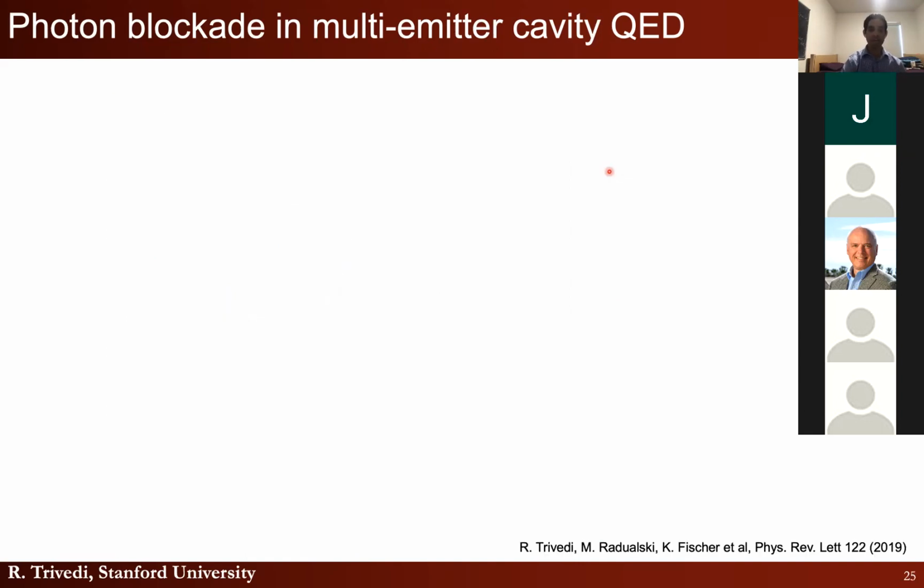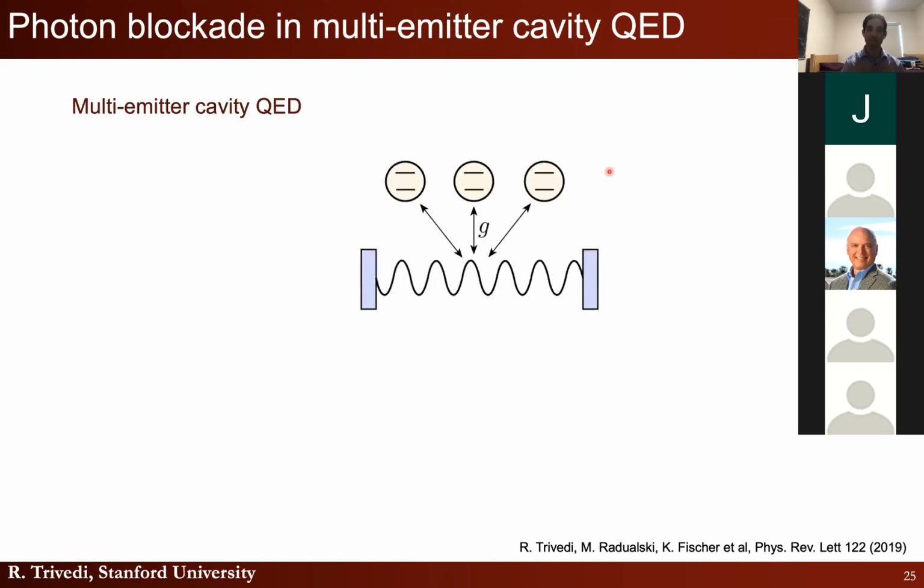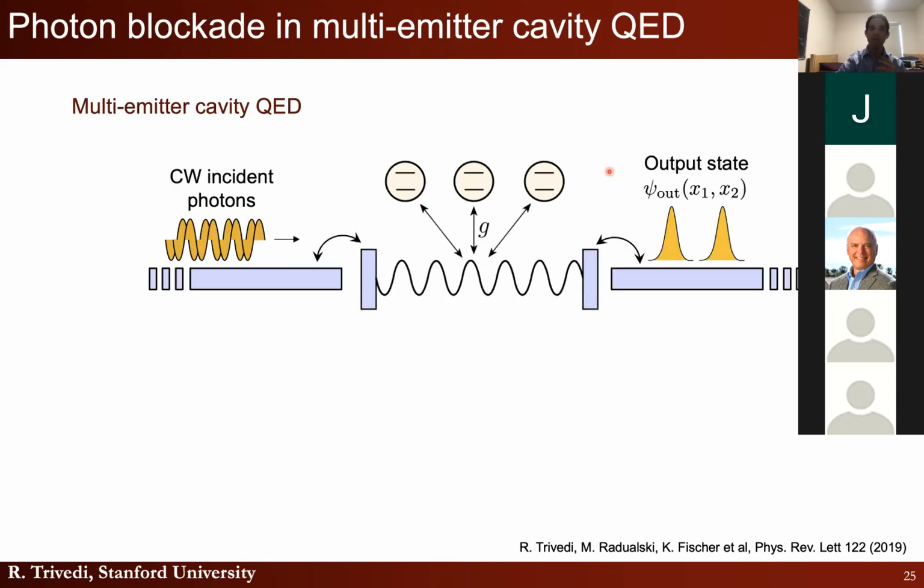And so we started thinking about how to understand this multi-emitter cavity QED system, and it's actually very easy to do within the scattering theory framework. You can consider a system in which you have a cavity coupled to multiple emitters, coupled to an input and output bath that you use to excite this cavity QED system and take an output from it. And we were interested in understanding how 2 photons transport through this system.